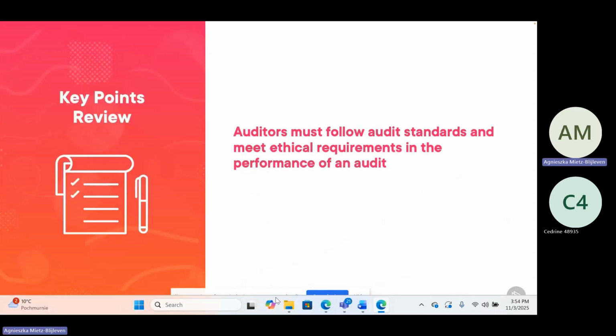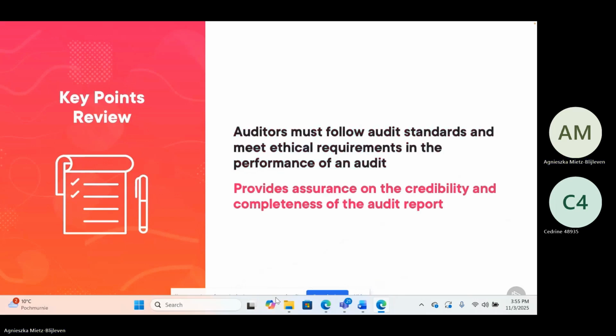The key points. As auditors, we must follow all four of these standards: the areas of audit general standards, performance standards, reporting standards, as well as meeting the ethical requirements and standards in how we perform an audit. This, of course, provides assurance on whether or not the audit report that we present can be believable, credible, and is complete.